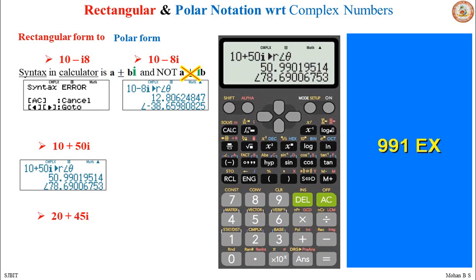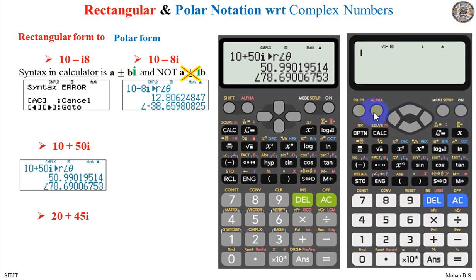I hope you can do the last one, 20 plus 45i. So let's see how we can solve the same with respect to 991EX. Please reset your calculators by pressing shift and 9 and then equal to by pressing number 3, resetting all, and then go to the more menu and you can select the mode for complex number. Just showing you the syntax is the same, a plus or minus bi.